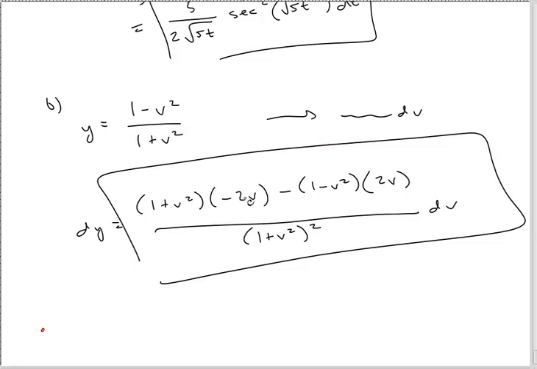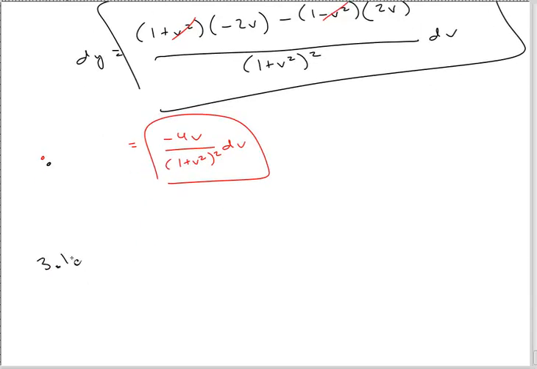What happens is that this negative 2v and positive 2v, this negative is also going to be there. And I think everything cancels here with those guys in particular. But they're going to combine with these to make a negative 4v over all this stuff. And then dv. Must include the dv, otherwise they're going to say you're wrong.